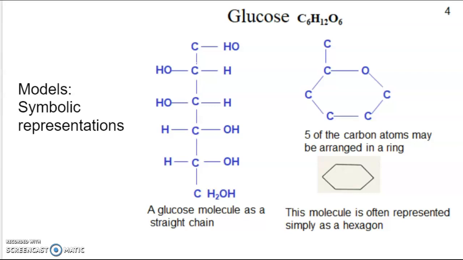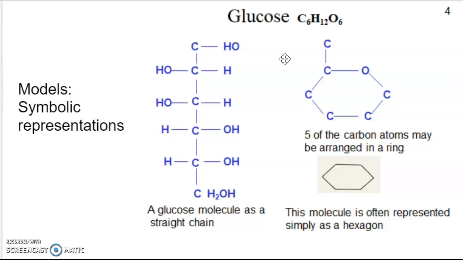Now, we can show these using models. Remember at the beginning of the lesson we talked about models. This is what glucose looks like. We draw it out like a big chain, and you may have drawn something like this in chemistry before. It's a straight chain with 6 carbons, 6 oxygens, and 12 hydrogens. Just remember it's a 2-to-1 ratio of hydrogens: if you've got 6 carbons, you've got 6 oxygens, which leaves you with 12 hydrogens.